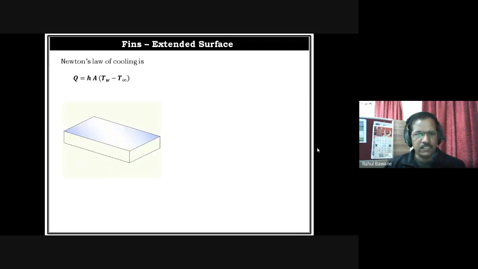So imagine, friends, this is a kind of slab, and heat is transferred through this slab. This shaded area is available for heat transfer, and whatever the surface area is, accordingly the heat transfer rate will take place, because heat transfer rate is directly proportional to surface area exposed if other conditions remain the same.